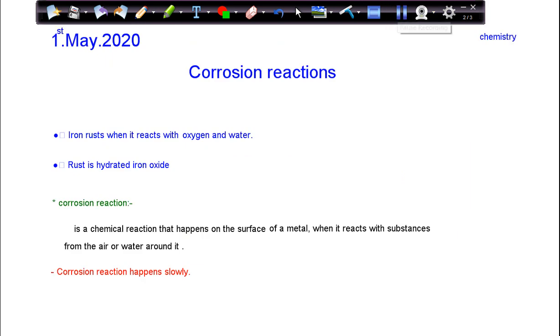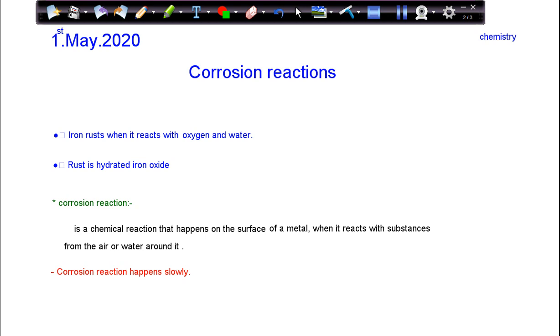Corrosion reactions. Iron rusts when it reacts with oxygen and water. Rust is hydrated iron oxide. Corrosion reaction: this is a definition you can use to define it. It is a chemical reaction that happens on the surface of a metal when it reacts with substances from the air or water around it. Corrosion reaction happens slowly. This is very important. It doesn't happen in minutes or seconds, but it takes days, months, years to form.